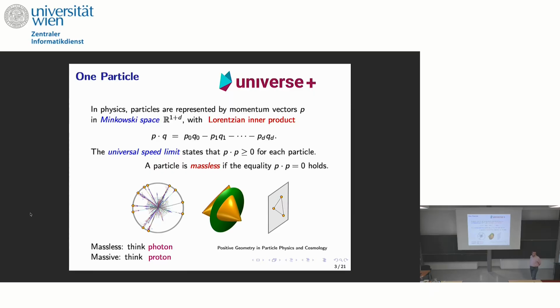Every particle is supposed to stay inside this closed cone, but they are allowed to be on the boundary, in which case they're massless. So, of course, these things have names. For example, massless particles are photons, or massive ones like the proton. And the context is, again, positive geometry and particle physics and cosmology.